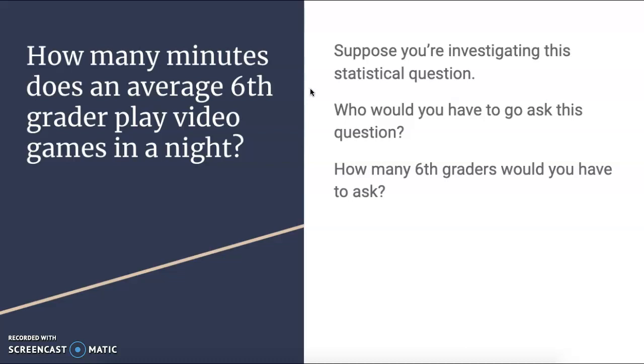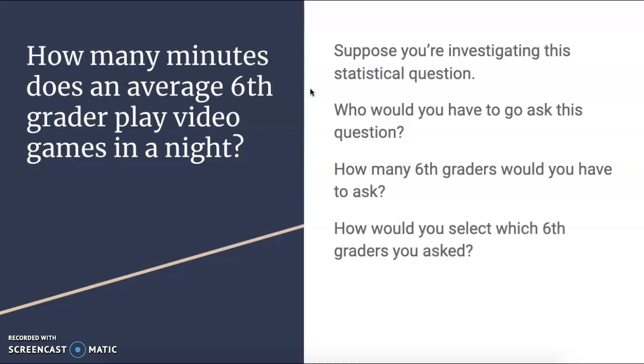How many sixth graders would you have to ask? Well, we know asking one isn't enough. It has to be a group. Could a group of 5 work? Does it have to be bigger? Maybe 10 or 20 or 50 or 100? How big does the group have to be?